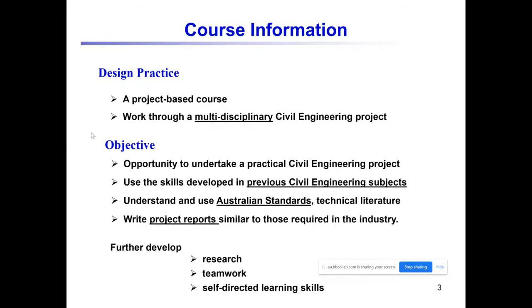The aim is to use the skills that you learned during your previous civil engineering subjects. We are going to use several Australian standards for structural design, for pavement design, as well as for determination of the different types of load: dead load, live load, and wind load. Another objective is that you need to write a technical report similar to the one that is required in the industry. So we are going to learn how to write project reports in this course. And the main aim of the course is to further develop your research, teamwork, and self-directed learning skills.